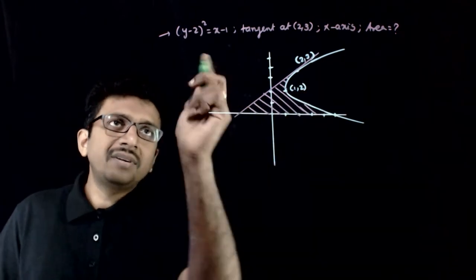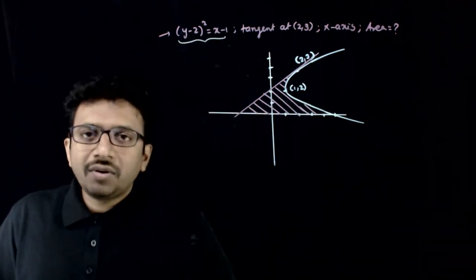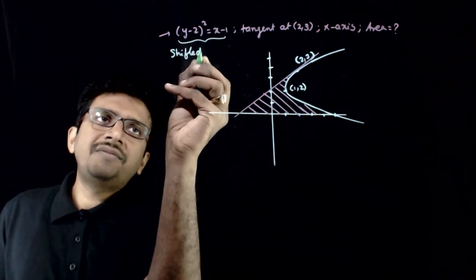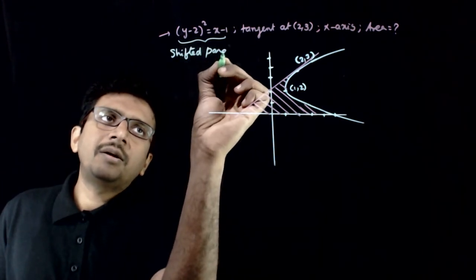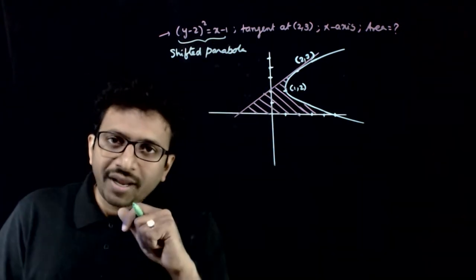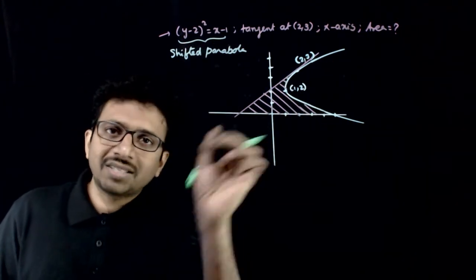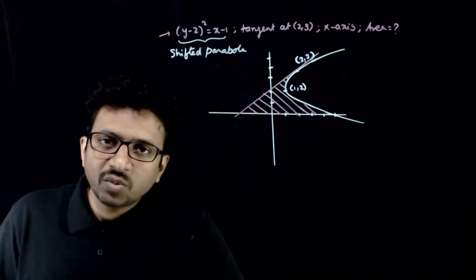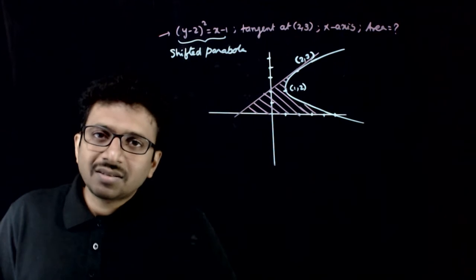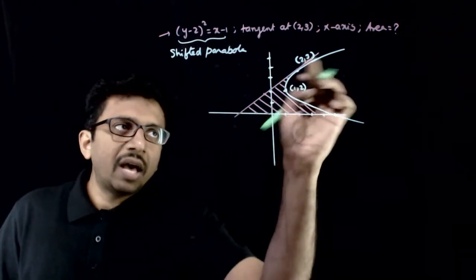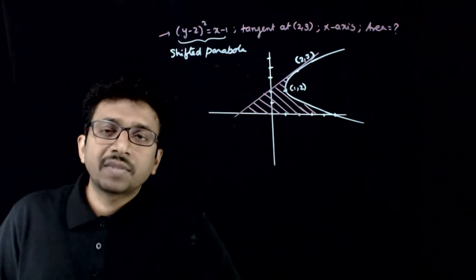So first you have (y − 2)² = x − 1. This is a shifted parabola, right? Because y² = 4x is a horizontal parabola with vertex at origin. So instead of y you have y − 2, instead of x you have x − 1. That means the vertex is transferred to (1, 2). So this will be the vertex and you have a horizontal parabola here.